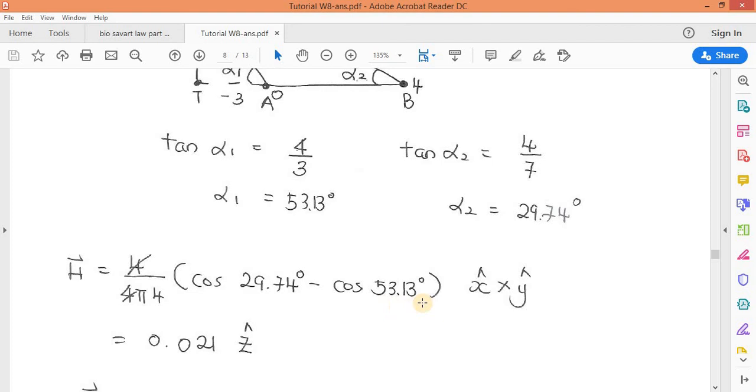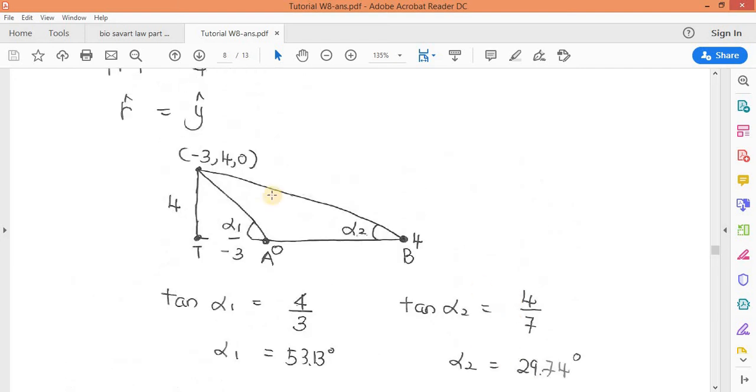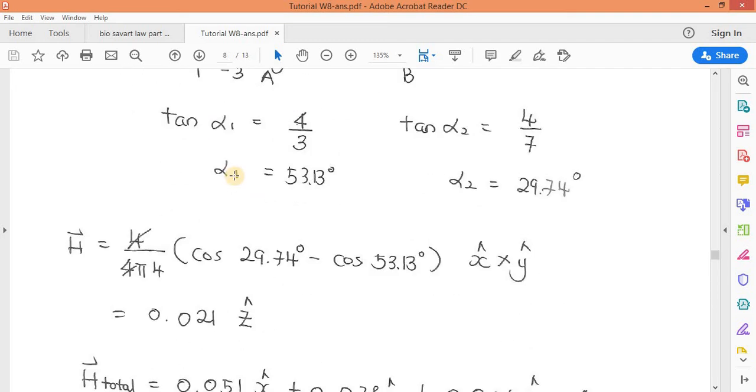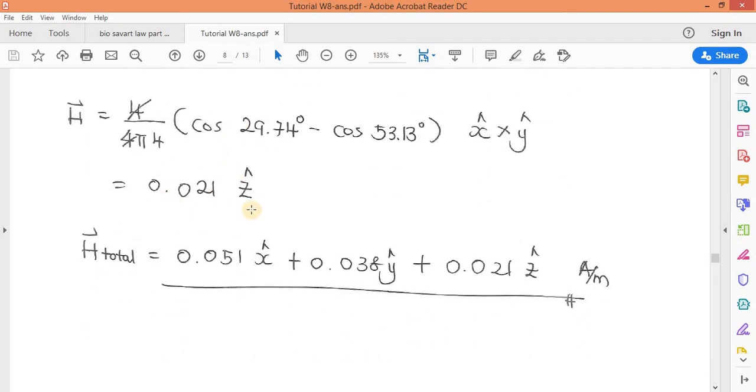Lastly, you plug it into your equation. This is I, this is R, alpha 2, alpha 1. And this one will be your unit vector phi, which is the direction of the current flow, positive x. And this is the unit vector R, you get it from here. And you get this one as the magnetic field contributed by the current filament flowing in the x direction.